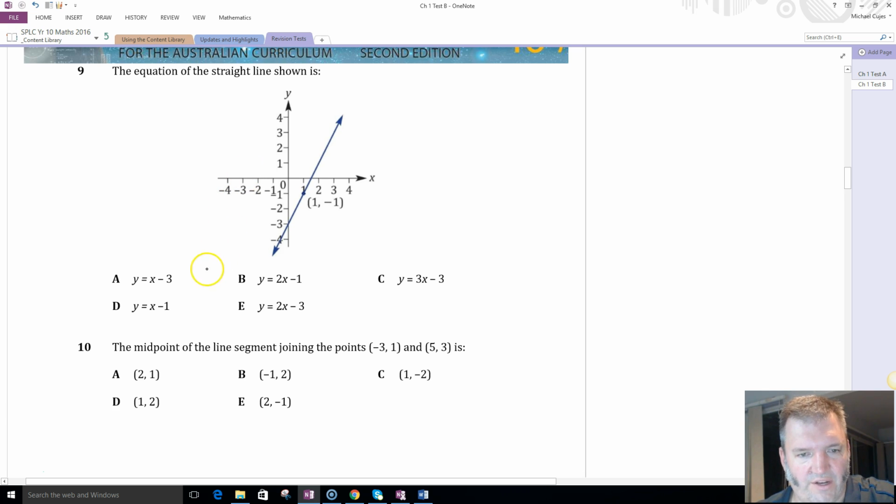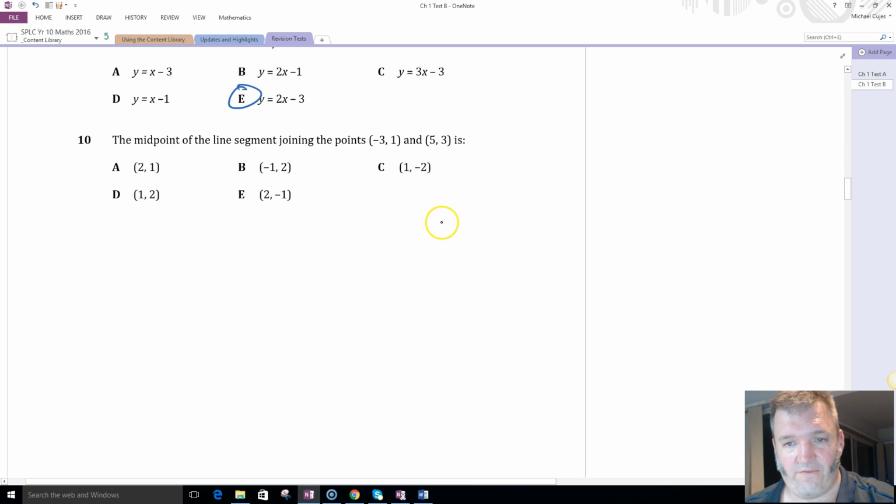All right, the equation of the line shown is... -3, so the y-intercept is -3. What's my gradient? Let's check my rise over run. Up 1, up 2, and across 1. So my gradient is 2 over 1, which is of course just 2. So y equals 2x take 3, corresponding to letter E.